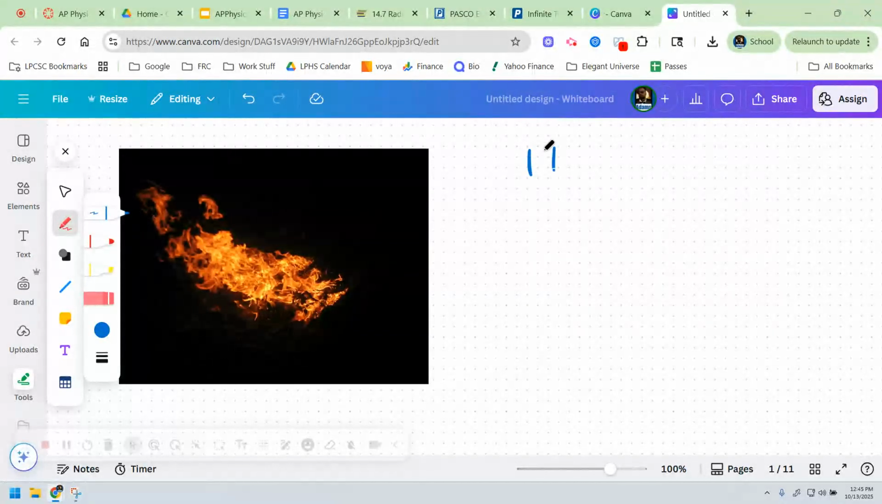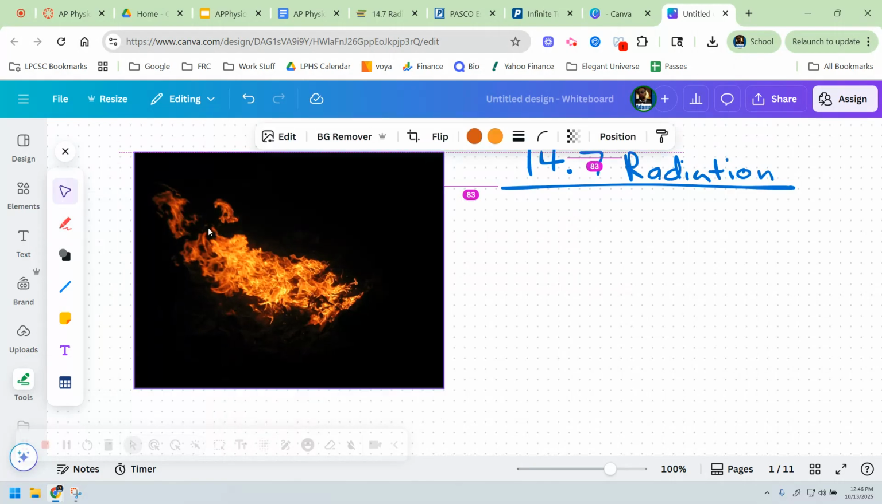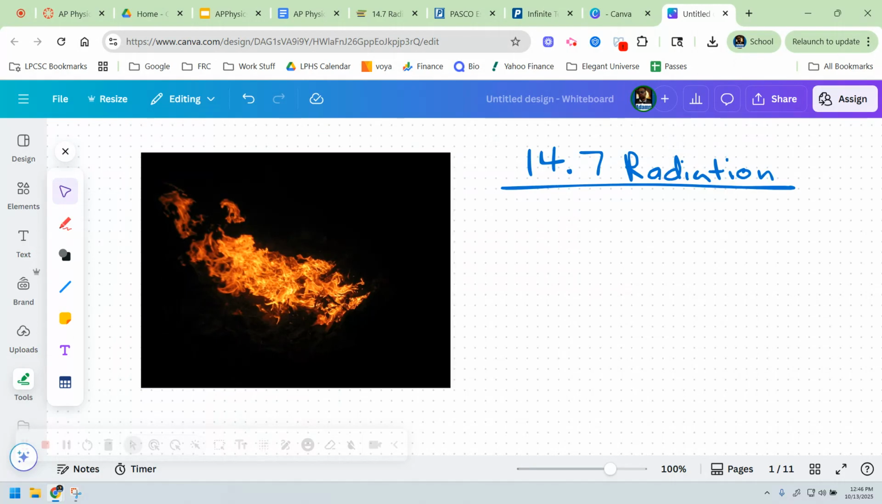All right, so today we're going to talk about the last of the three heat transfers, which is radiation. It's interesting because at a fundamental level, all the heat transfers basically operate the same. But most heat transfer from this fire that you're observing is through infrared radiation.